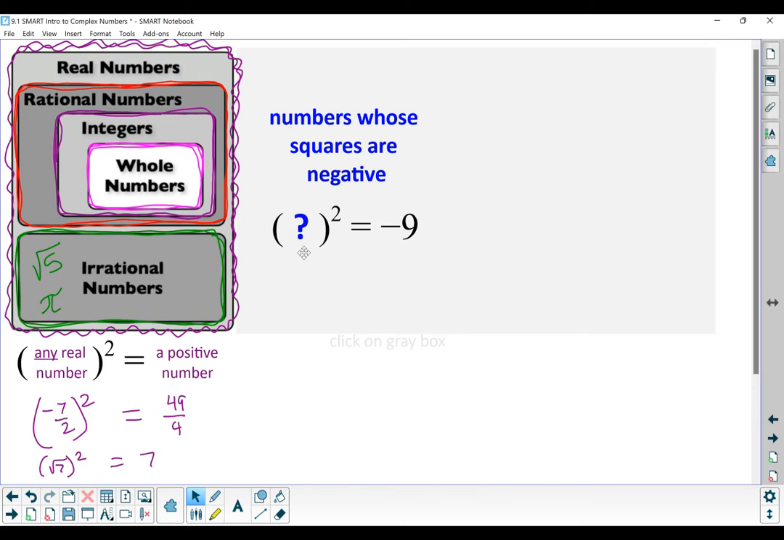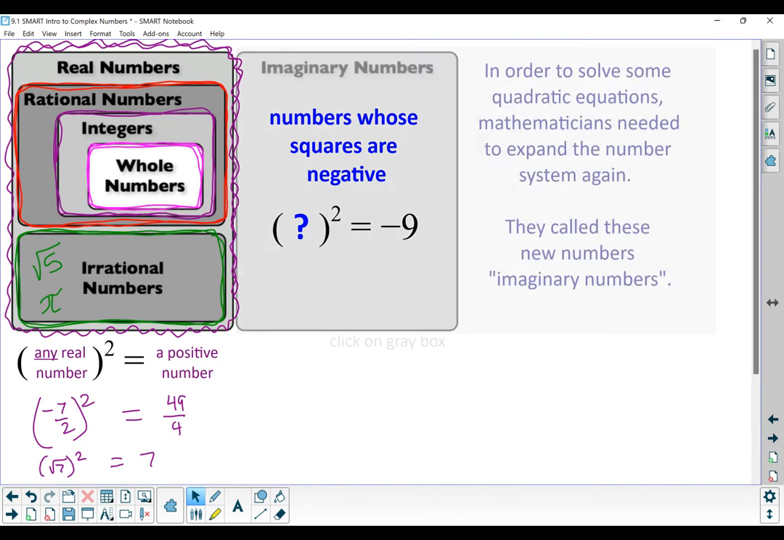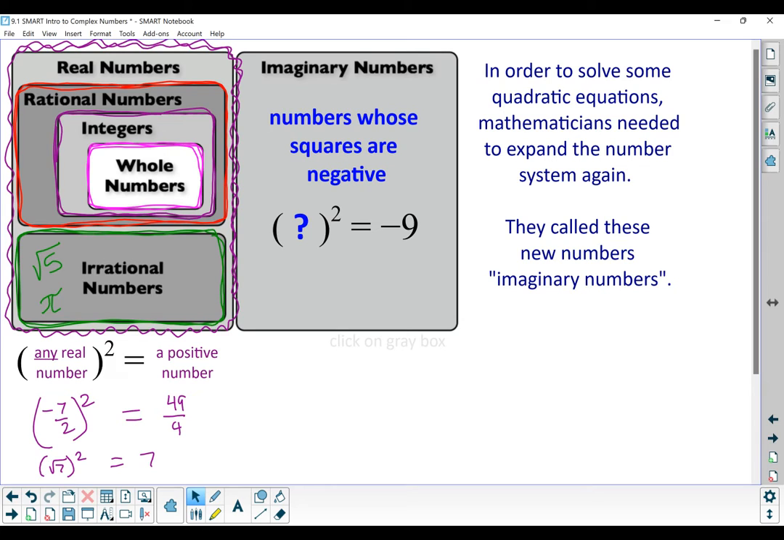So the answer to the question, what number squared gives me -9, it exists in a different number system, and that number system is called the imaginary number system. And the imaginary number system is all of the numbers whose squares are negative. And some quadratic equations have these other types of answers. So a quadratic equation always has two answers. Sometimes the two answers are in the imaginary number system.